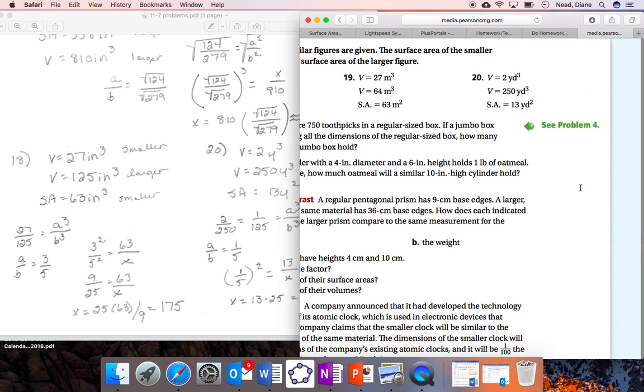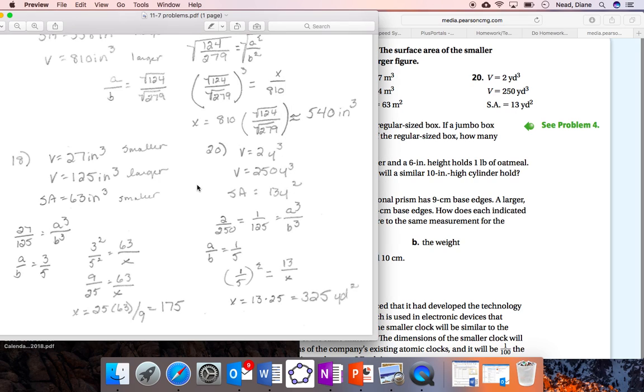Number 20, I have a volume of 2 and a volume of 250 yards cubed. These are similar solids. The surface area of the smaller figure is 13. I want to find the surface area of the larger figure. I first have to find my scale factor. The ratio of the volumes equals the cube of the scale factor. I take my ratio of volumes, I simplify that fraction, and I set that equal to the cube of my unknown scale factor. I take the cube root of both sides. My scale factor is 1/5.